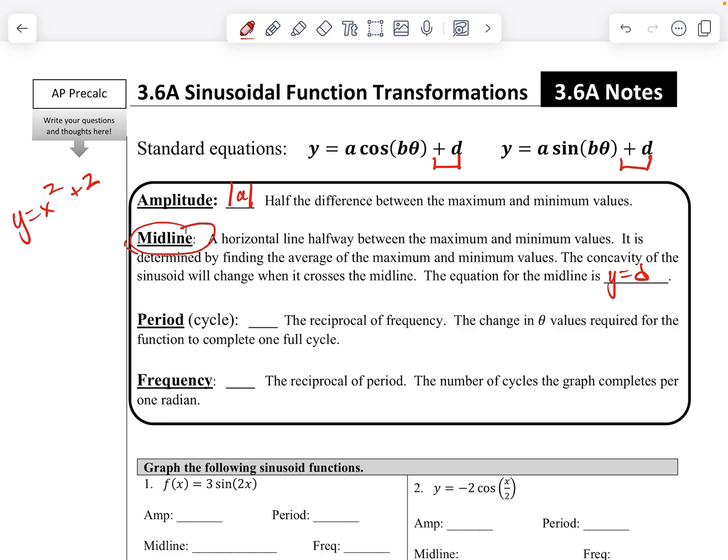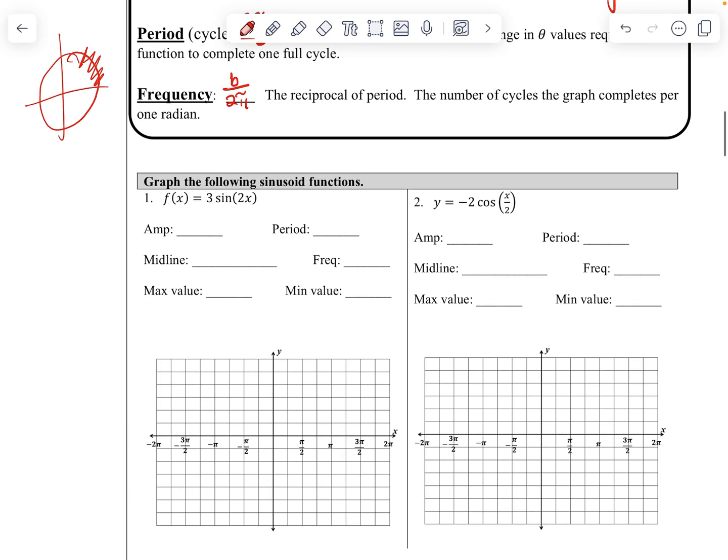We can also change our cycle, our wavelength. And our wavelength is 2 pi over the b value, which means our frequency, which is the reciprocal, is b over 2 pi. And remember, our frequency is how many times in 1 radian our period cycles through. So if we need to identify these, the following here.